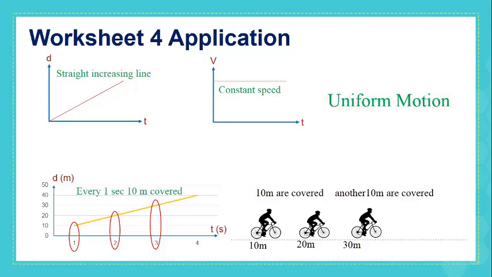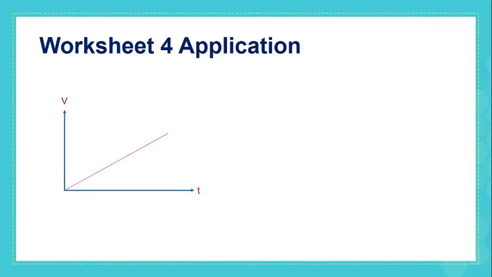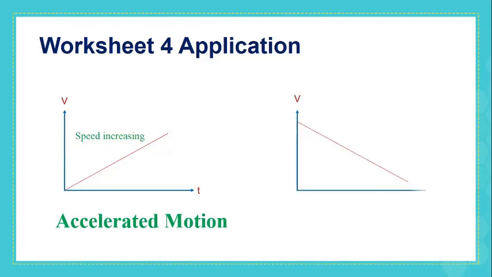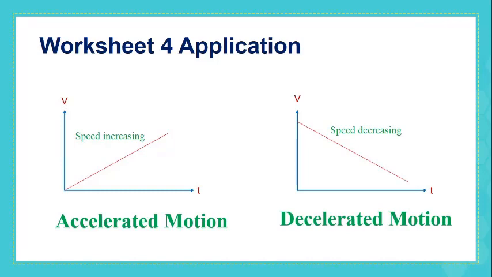We still have two other graphs. What is the type of motion shown in this graph? We are measuring speed. Speed is increasing with time, so the type of motion is accelerated motion. What type of motion does this graph represent? We are measuring speed with time. Speed is decreasing with time, so this graph shows decelerated motion.